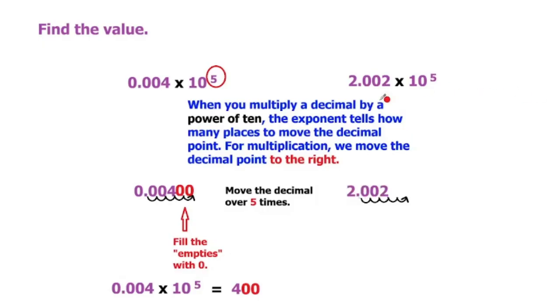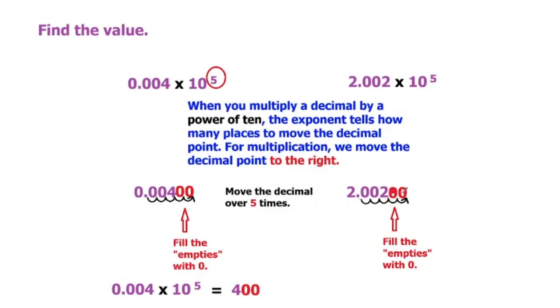Now let's do the other one. So we're going to do the same thing. We're going to move the decimal over to the right. Move the decimal over 5 times, okay? So 1, 2, 3, 4, 5. And then we fill the empties with zeros. So we put 2 zeros here. And so our number comes out to be 200,200. And that's the number. So we moved our decimal over 5 times. The decimal's here now. And we ended up with this number.